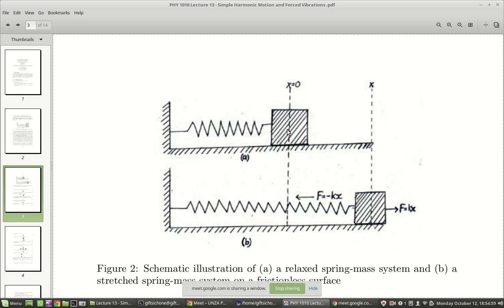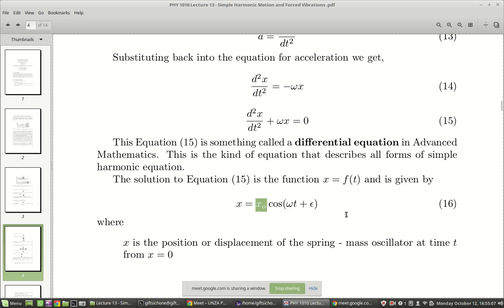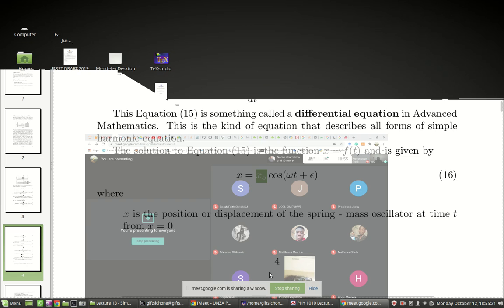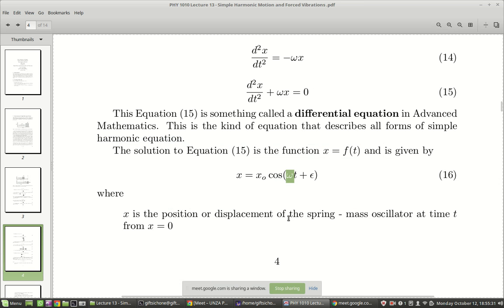This omega, we already know. Omega is the natural frequency. Omega is the square root of k divided by m. T is the time. Then this last bit here is what we call the phase. Usually the last bit, epsilon, is equal to 0, so basically most of the time it doesn't show up anywhere.